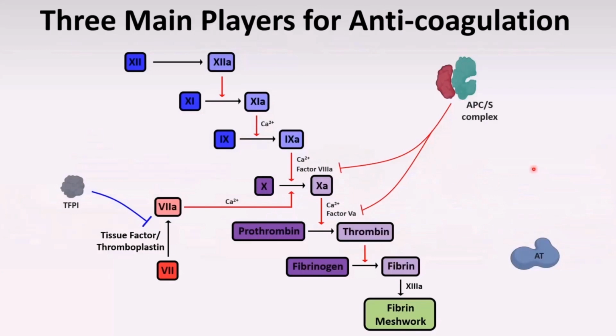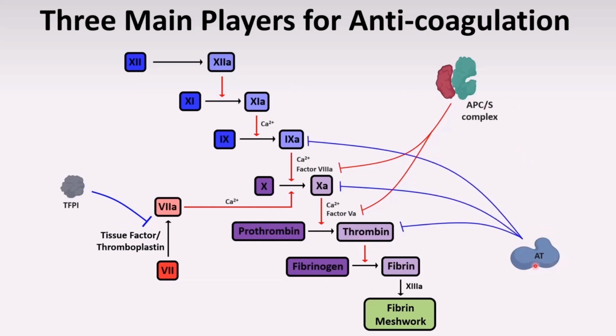With that, this comes to a quick summary of the three main players of our anticoagulation system. You have your TFPI, your APC and S complex, and finally your antithrombin, which serve to inhibit not just your thrombin, but also your activated factor 10 and your activated factor 9 as well.